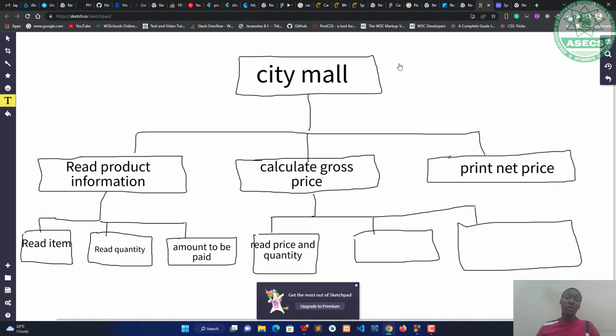Alright, mun zana wannan da setting ɗin rate product information, zai reading item, quantity, amount to be paid. Sannan kuma zai calculating gross price, zai reading price and quantity, sai printing net price. So I don't even know how muka yi missing wannan steps ɗin. Yeah, I don't even know how.